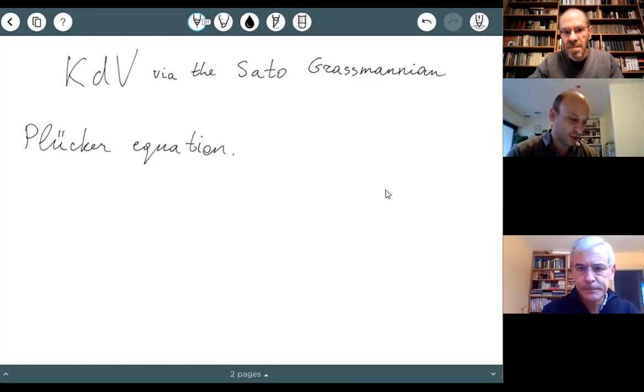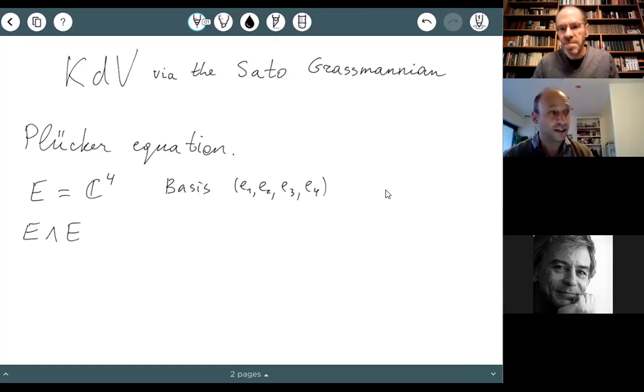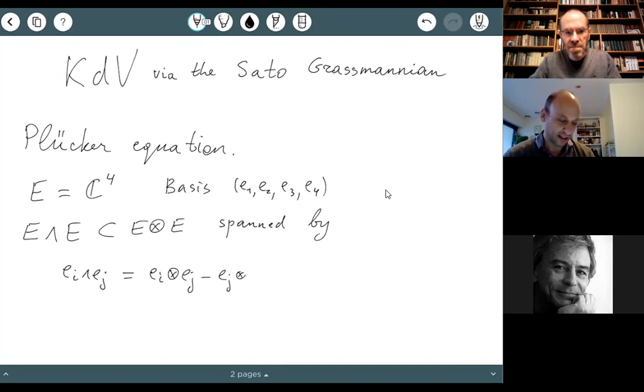To do that, the simplest example is if we start with a four-dimensional space, C^4, with basis e1, e2, e3, e4. And we take E wedge E, the exterior product of E with itself. It is a subspace of E tensor E, spanned by the vectors e_i wedge e_j, which is e_i tensor e_j minus e_j tensor e_i. So its dimension is 4 choose 2, which is 6.